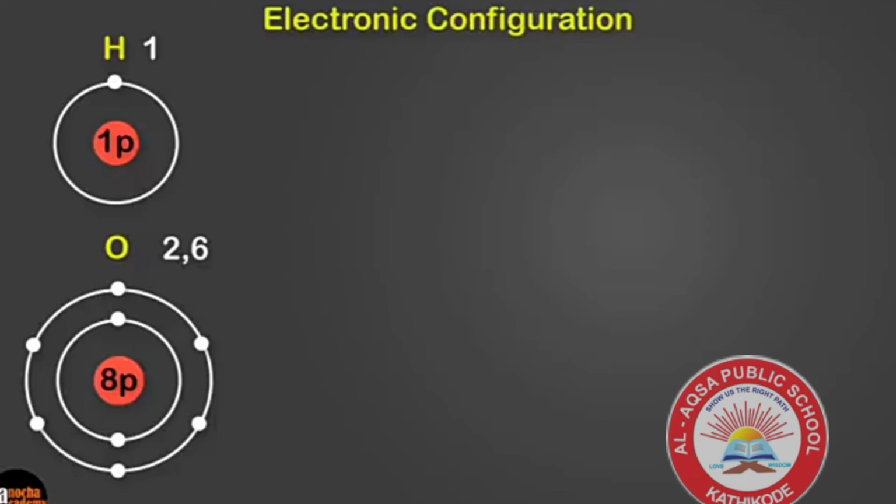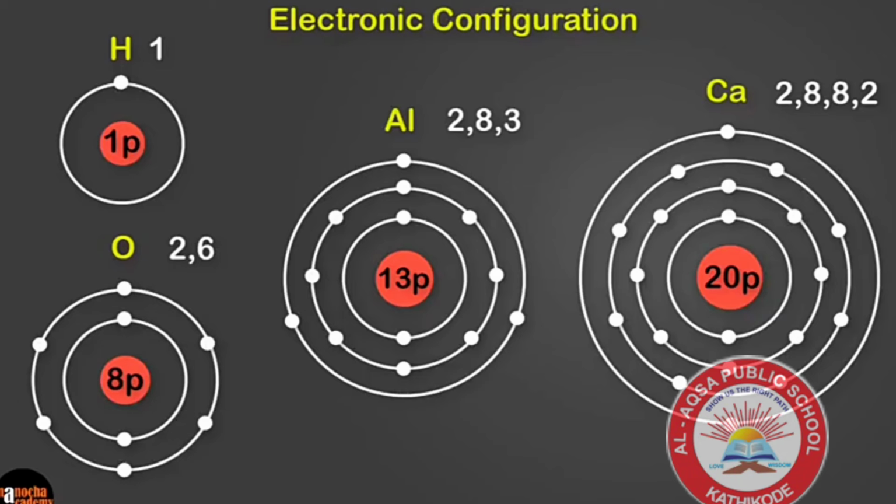And next we can discuss oxygen. Oxygen, we know, has atomic number 8 and its electronic configuration is 2, 6. That means it contains two shells. That means it is included in period 2.